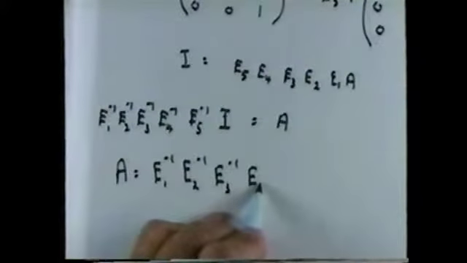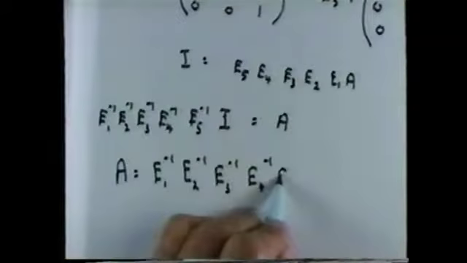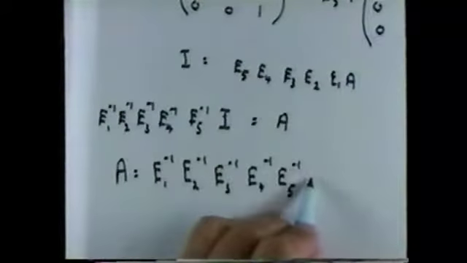So we have A is a product of elementary matrices, or A is equal to E1 inverse, E2 inverse, E3 inverse, E4 inverse, E5 inverse, I. And of course I is an elementary matrix in itself. So we have now written A as a product of elementary matrices.